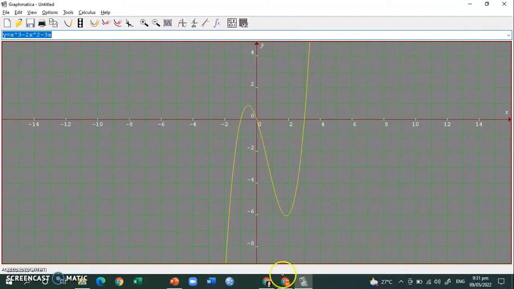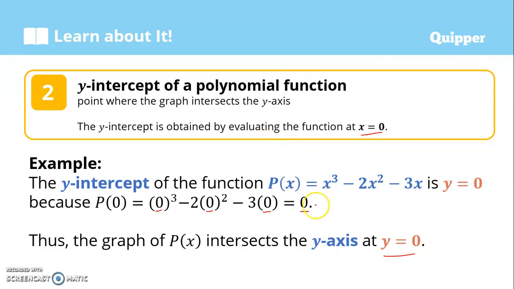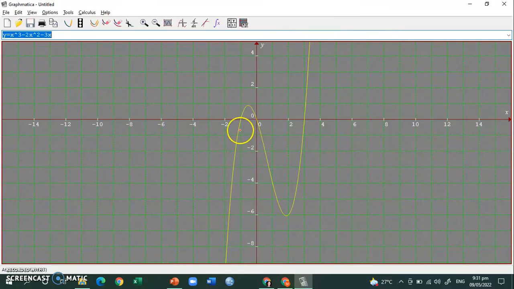It means further that the graph crosses the y-axis at the point (0, 0). Yung x is 0 given by the definition of y-intercept, and the value of y is 0. So, eto yan. This is the y-intercept of the graph.